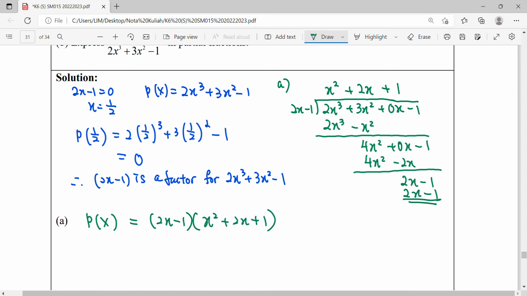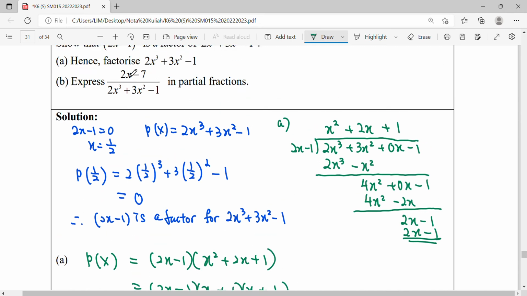So this is a quadratic, and we can still factorize it using a calculator. So this is how we factorize our polynomial completely.